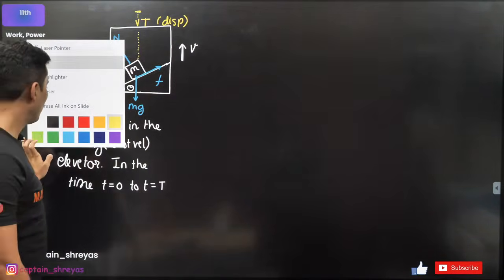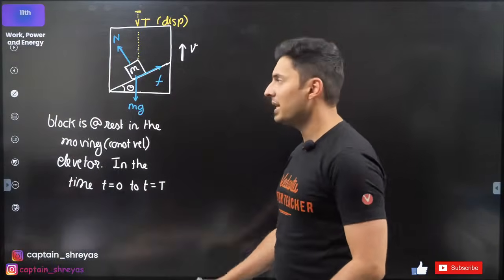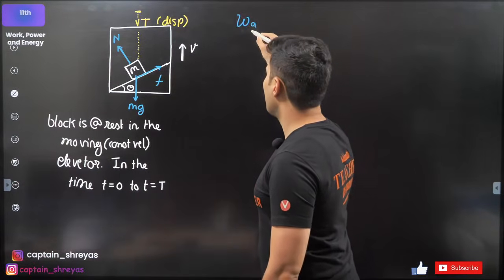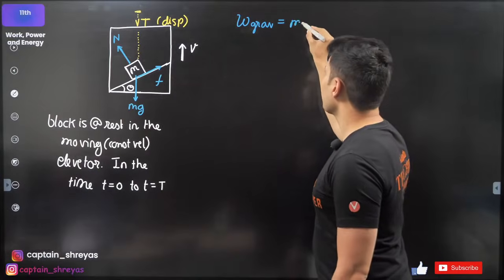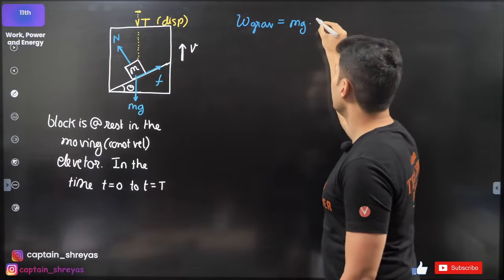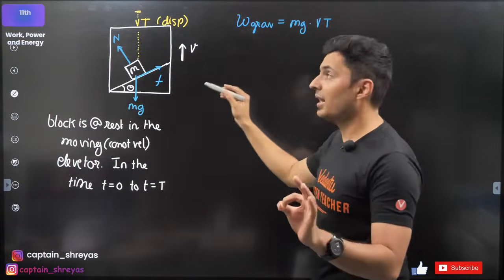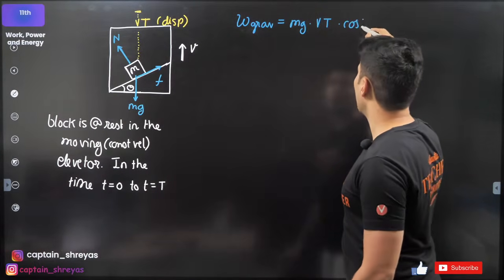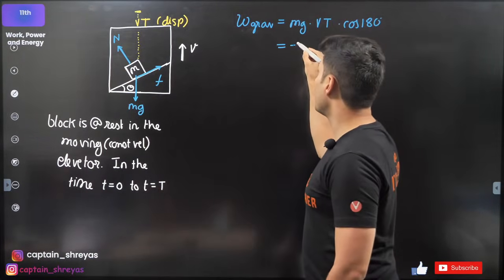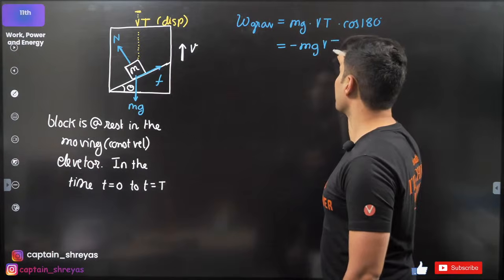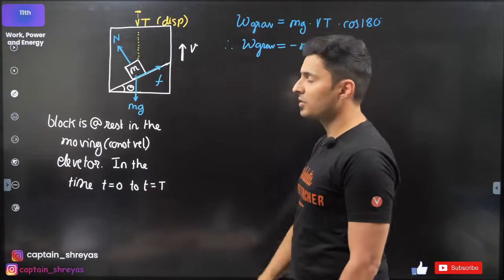So let's start one by one. First of all, I think I can calculate the work done by gravity very easily. The work done by gravity, think about it: gravitational force mg, displacement vt, the angle between them, oh my god, the angle between them is 180. Do you see that? It's cos of 180 degrees. Force down, displacement up. That means it is going to be minus mg into vt.